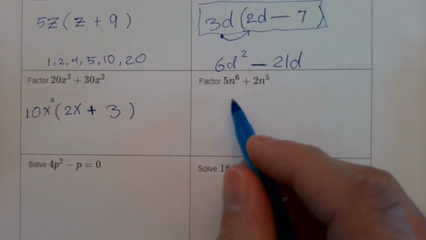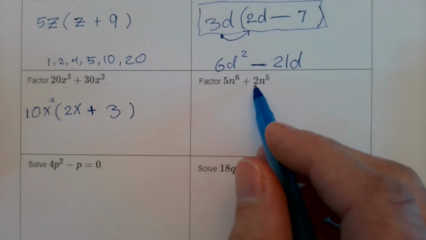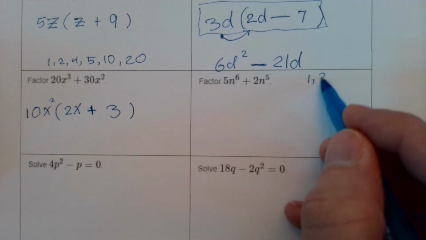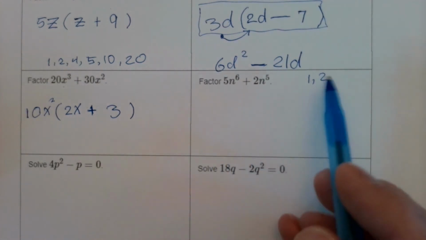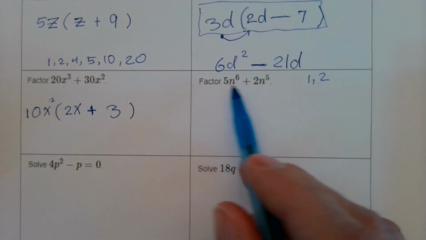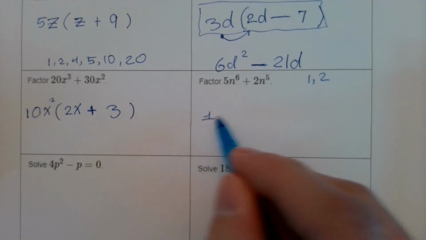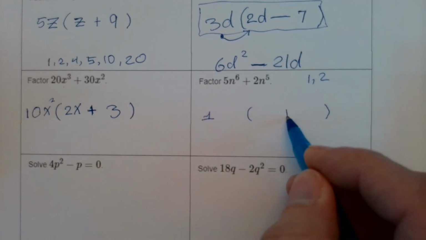Okay, this one's interesting. 5 and 2, which one's smaller? 2. Well, what are the factors of 2? Well, just 1 and 2. 2 goes into 2, of course, but does 2 go into 5? No. So it turns out the greatest common factor of 5 and 2 is 1, and that's all you can pull to the outside. But you can pull a lot of n factors.